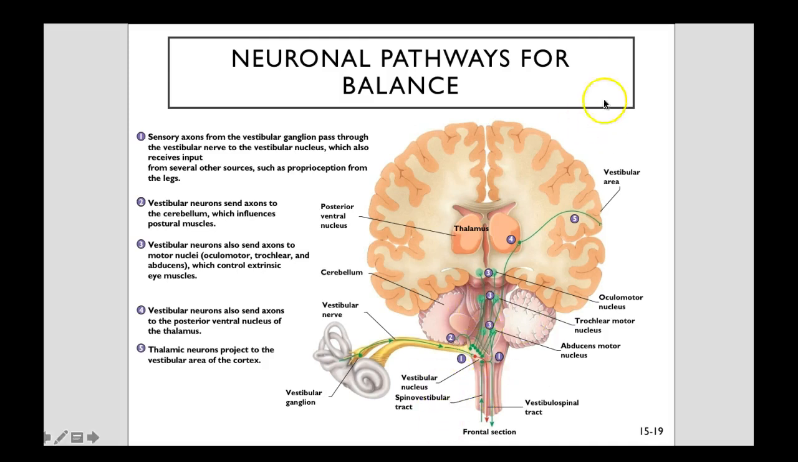We are also going to send some neurons over to our motor nuclei that will influence our oculomotor nerve, our trochlear nerve, and our abducens nerve to control our extrinsic eye muscles, and also send axons over to our thalamus in a new nucleus. This one is termed the posterior ventral nucleus of the thalamus, and it travels over to our vestibular area of the cortex.